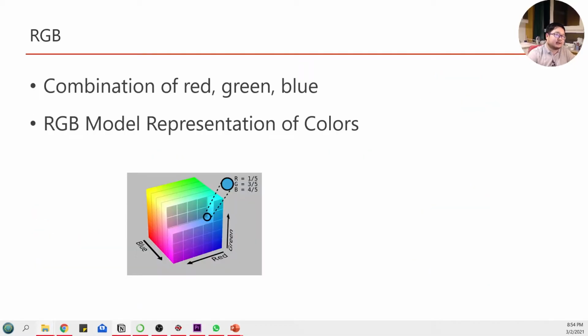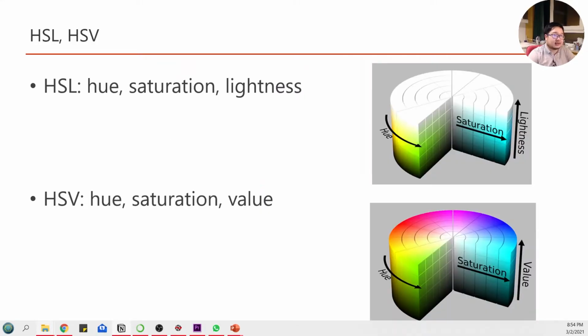So in the first video, we already discussed that an image can be seen as a combination of red, green, blue matrices. In the picture below, you can find the RGB model representation of the colors. However, there are some other representations that exist for images as well. For example, here we have HSL and HSV. HSL stands for hue, saturation, and lightness. On the right side, you can see a demonstration of this kind of model.